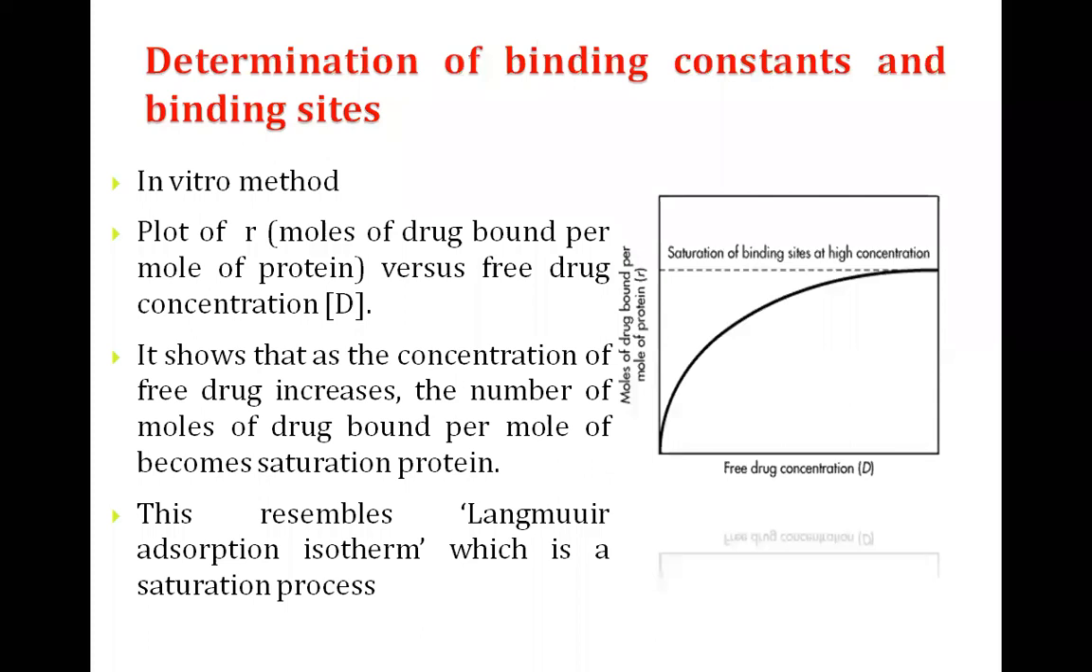After some time, you follow either the equilibrium dialysis method or the ultrafiltration technique. Why do we do that? In order to separate the unbound drug. You have to estimate the unbound drug and the bound drug, to know how much percent of the total free protein is present, and how much bound protein or bound drug is present. Everything has to be determined.